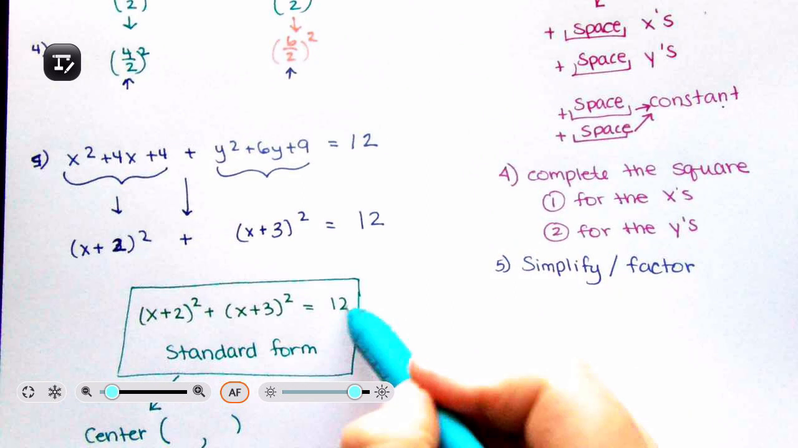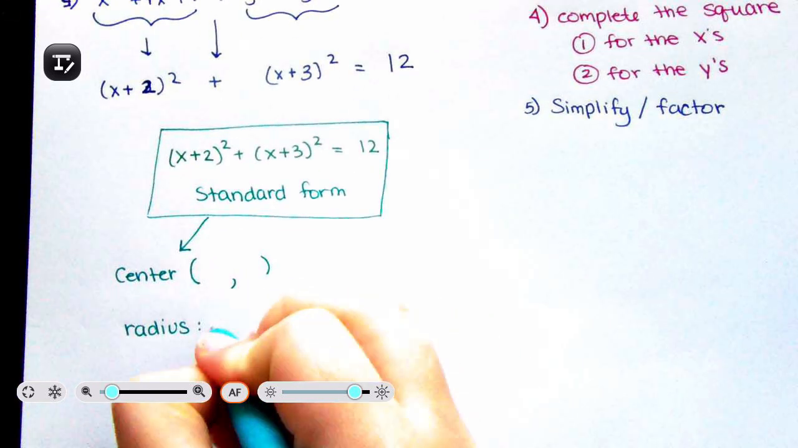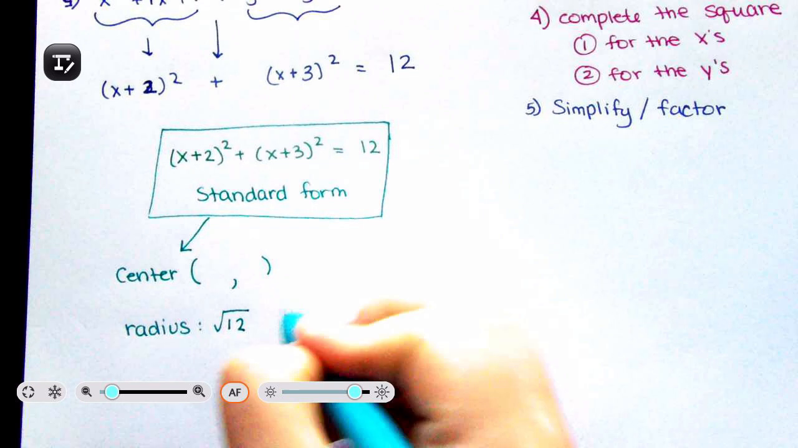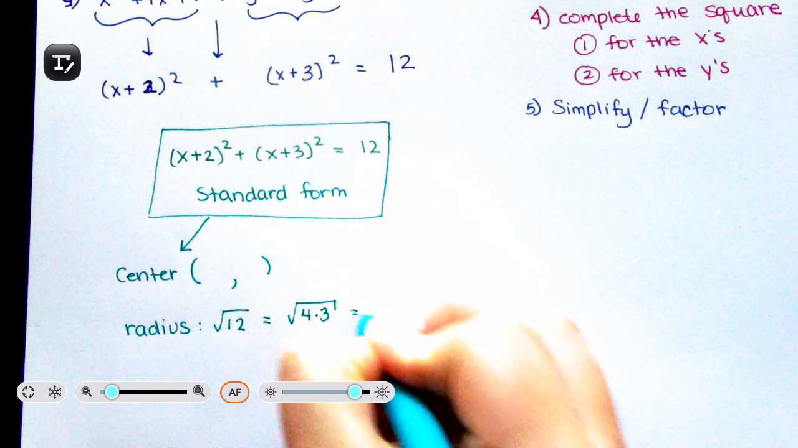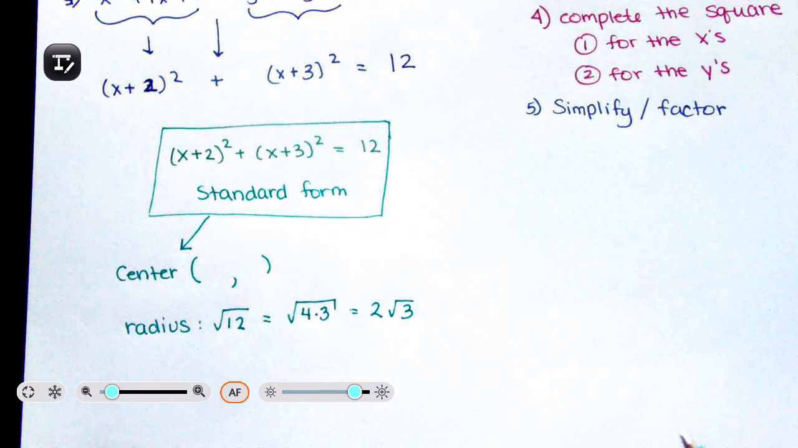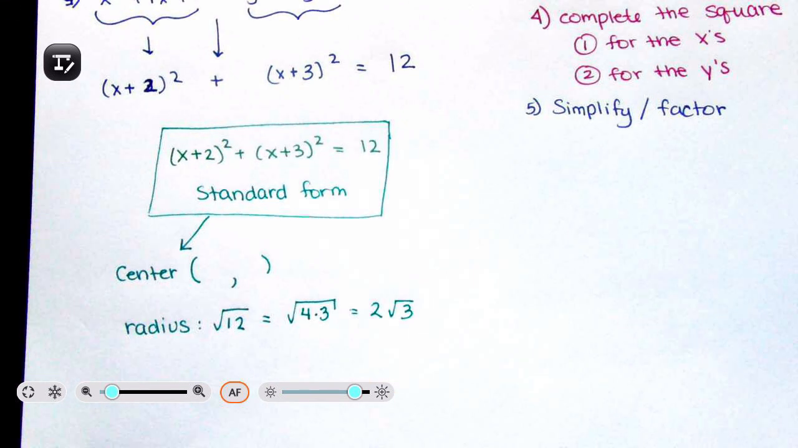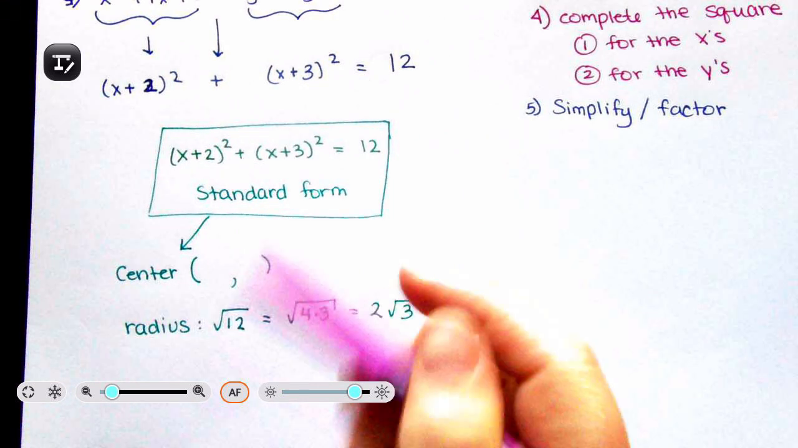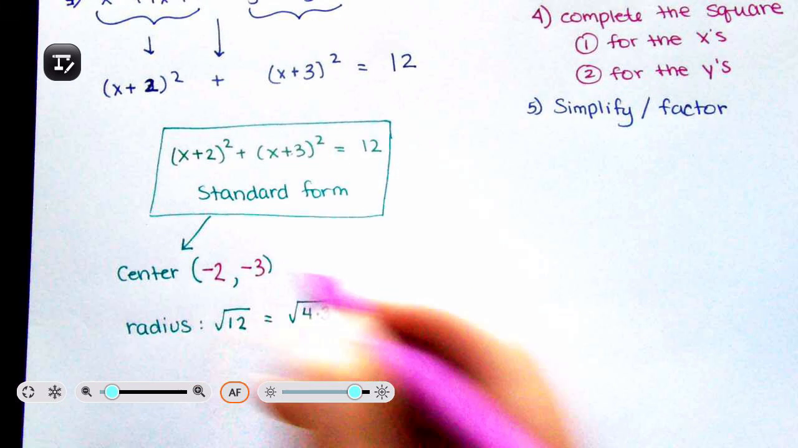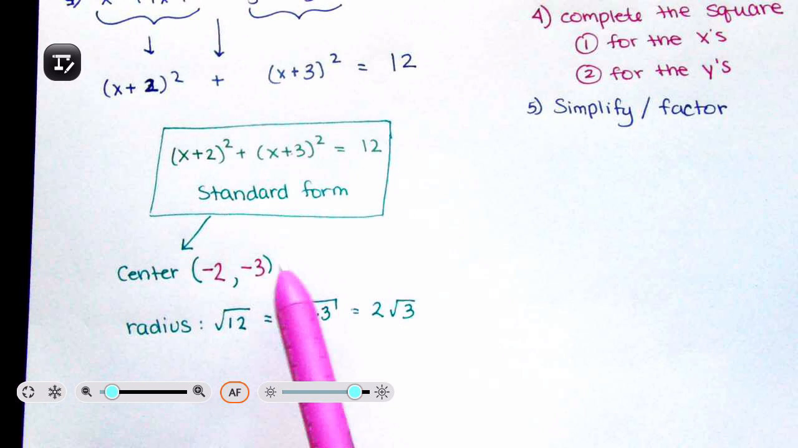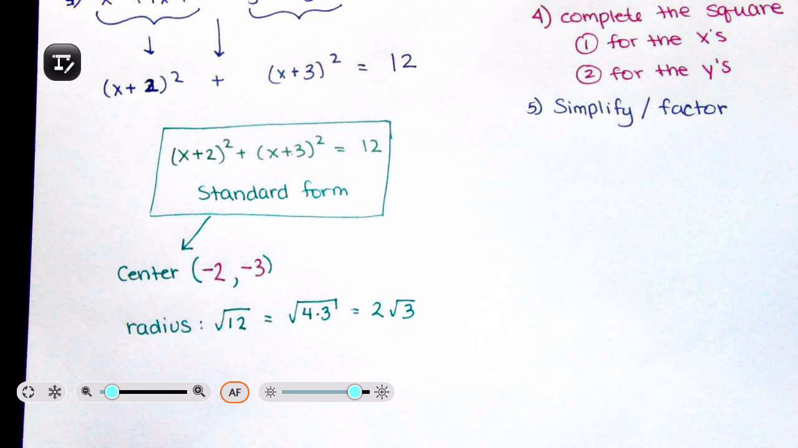Now, do you notice how we have radius squared is 12? So how do we figure out what our radius is? We're going to take the square root of that, and the square root of that is 4 times 3 on the inside, so that means I have 2 root 3 as my radius. And then for my center point, it's always going to be the opposite of what you see inside the bubble. So if you see a plus 2, it's going to be a minus 2. If you see a plus 3, it's going to be a minus 3. So now we have a center point at negative 2, negative 3, and we have a radius of 2 root 3.